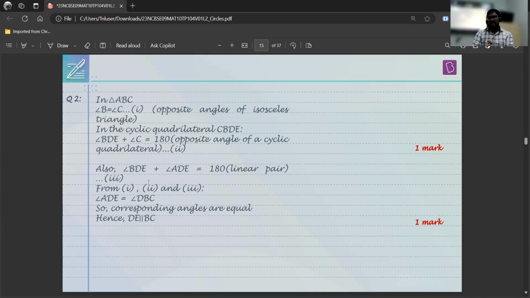Same as I have followed: in triangle ABC, angle B is equal to angle C, and in the cyclic quadrilateral, angle B plus angle ADC is equal to 180, opposite angles of a cyclic quadrilateral. Also, angle ADC plus angle ADE is 180, a linear pair. So from the second, third and first, you will apply that angle ADE is equal to angle ABC, because the common angle gets cancelled out. And they are corresponding angles, that means AD is parallel to BC. Okay.